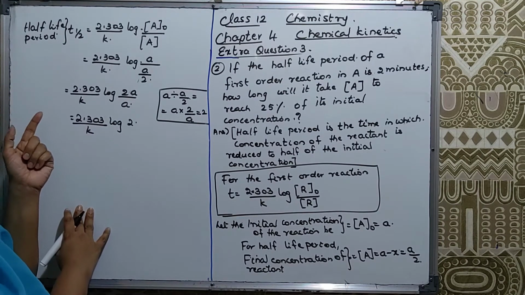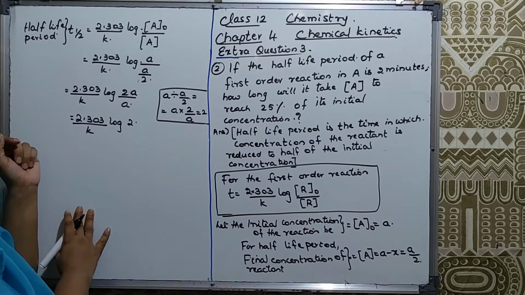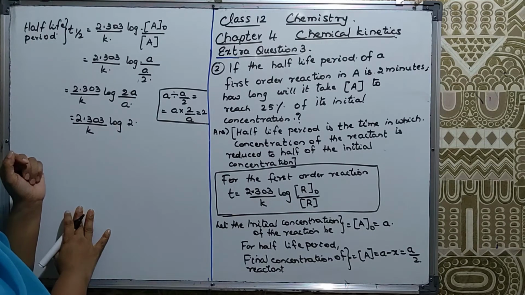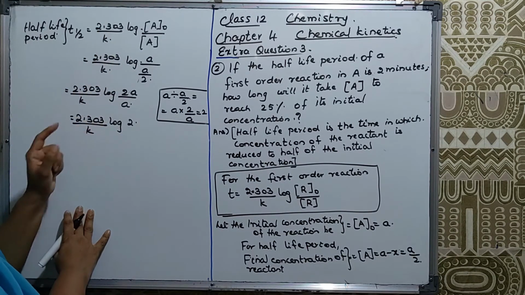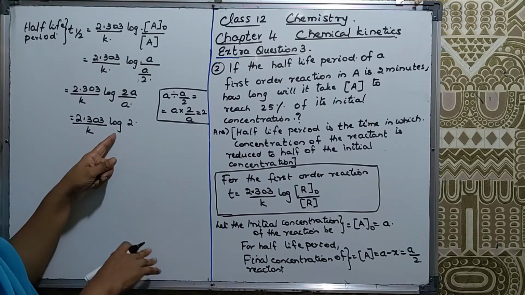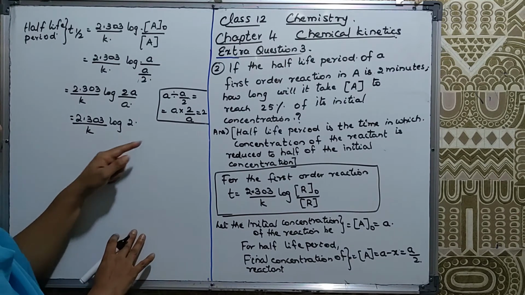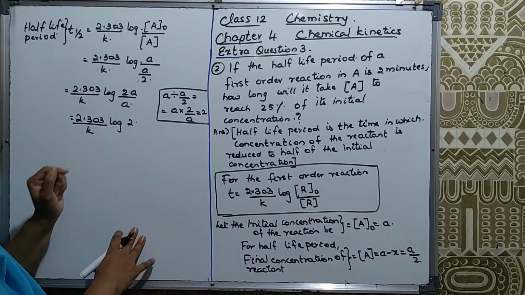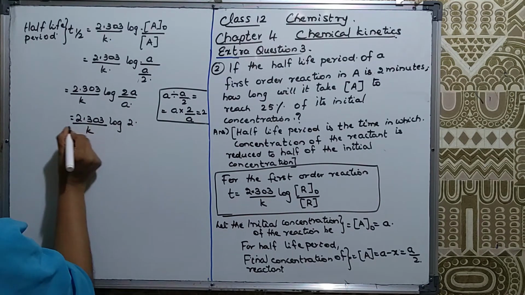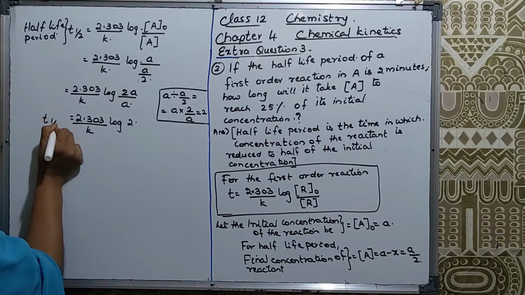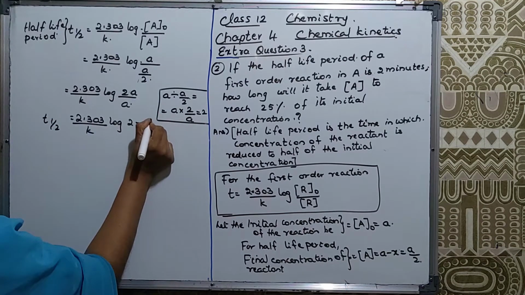Actually, T half value is 0.693 divided by K. So from where are we getting 2.303 log 2? Here I just wrote it in the expanded form because for the next equation, we want to cancel this log 2. That is why we selected this formula. So this one is T half equal to, equation number 1.